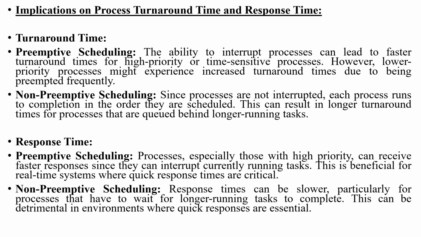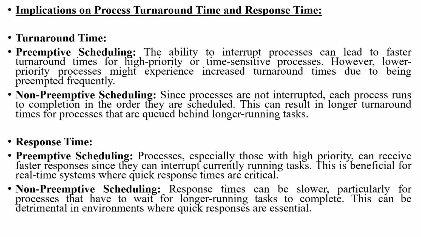Implication on process turnaround time and response time. Turnaround time: in preemptive scheduling, the ability to interrupt processes can lead to faster turnaround time for higher priority or time-sensitive processes. However, lower priority processes might experience increased turnaround time due to being preempted frequently. Whereas in non-preemptive scheduling, each process runs to completion in order of their schedule. This can result in longer turnaround times for processes that are queued behind longer running tasks.